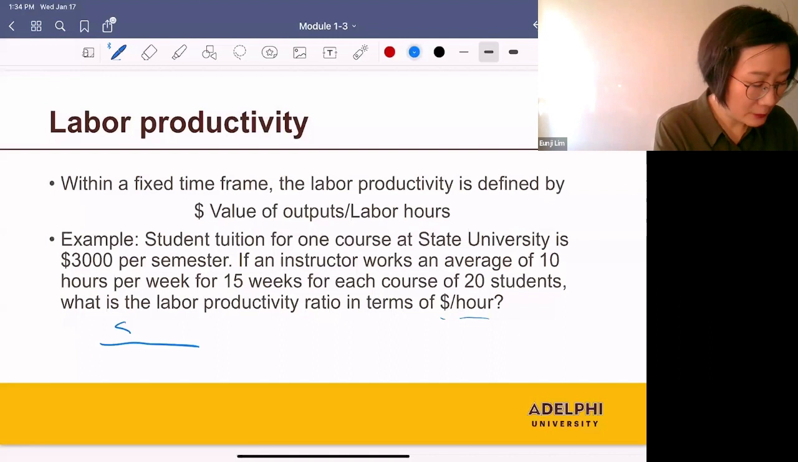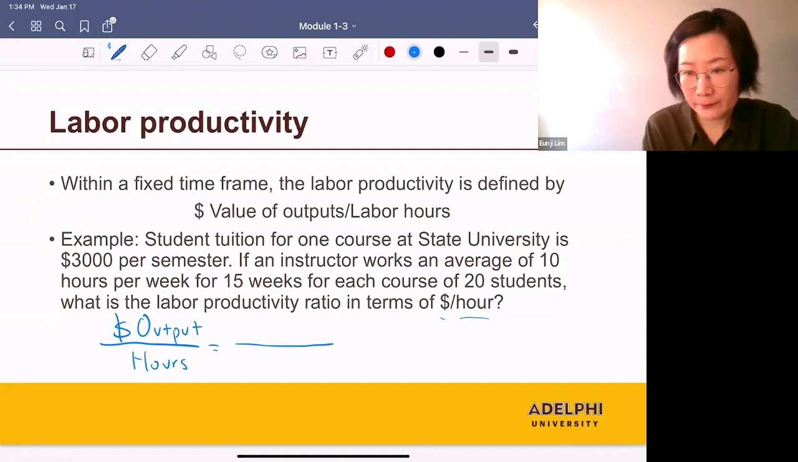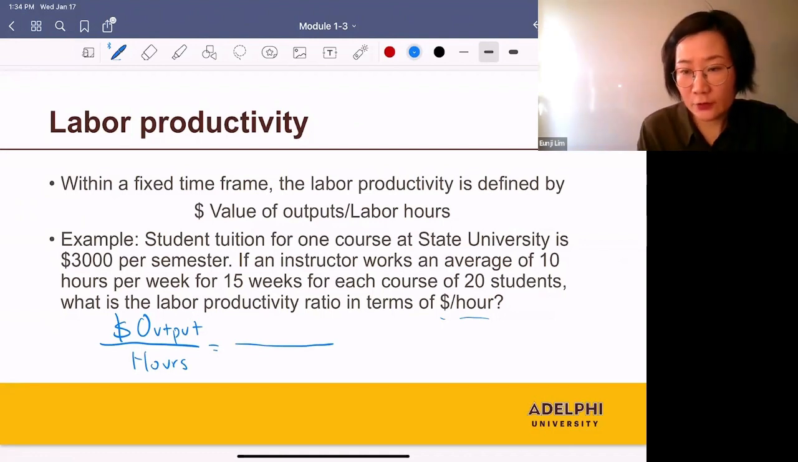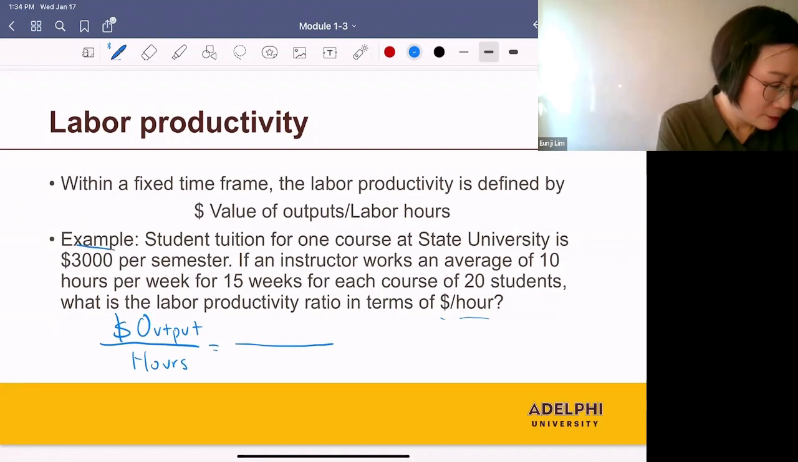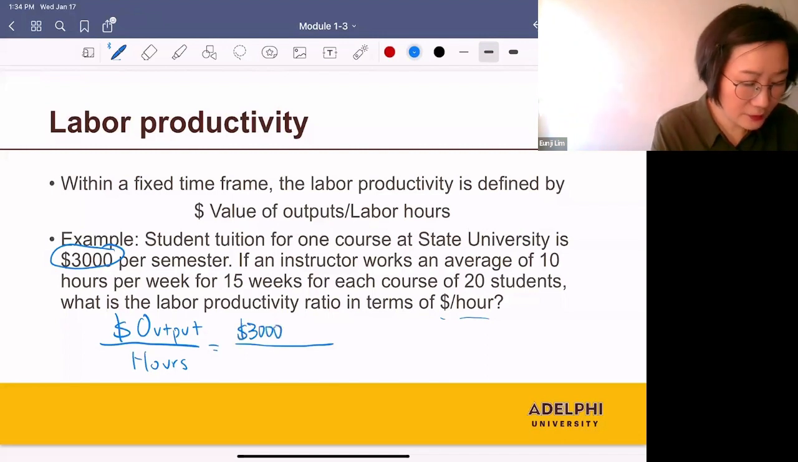During this time frame, what's the dollar value of the outputs produced? And we're going to divide it by the total number of labor hours used. So what's the value of the output? It's the tuition that students pay. So how much tuition is paid? The tuition is $3,000 per student, and there are 20 students in one course. So the total dollar value of the output is $60,000.